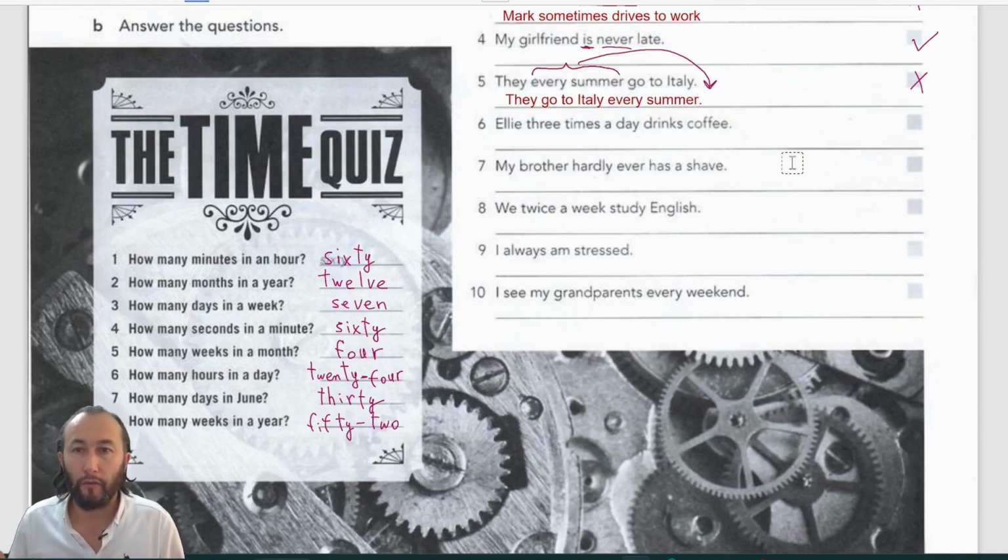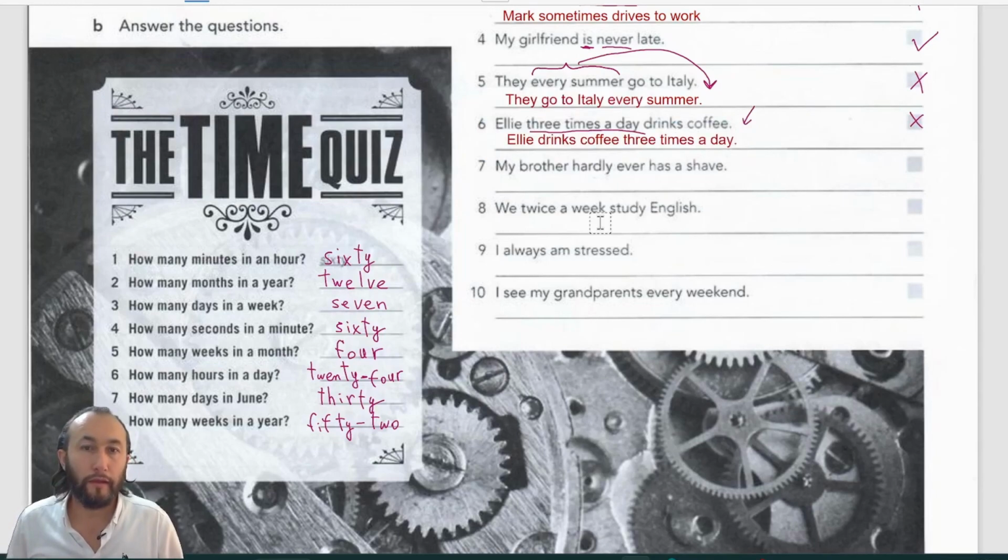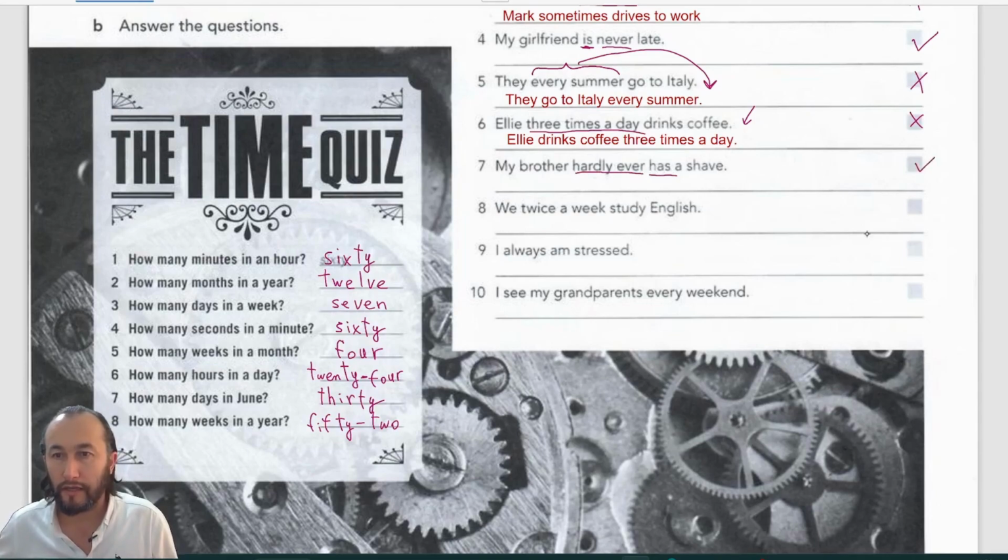Now we're moving to number 6. Ellie 3 times a week drinks coffee. Again, 3 times a week is an expression of frequency. So that is wrong because it has to be placed at the end of the sentence. And we're going to write the correct form. Ellie drinks coffee 3 times a week. That's good. Number 7, my brother hardly ever has a shave. That's correct because has is a verb and hardly ever is an adverb of frequency coming before the verb. There's no problem with it. So we're going to tick it, guys.